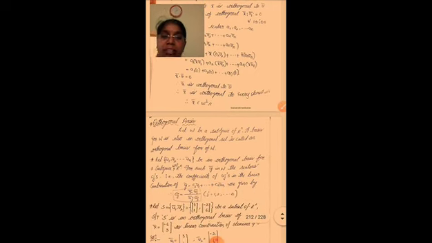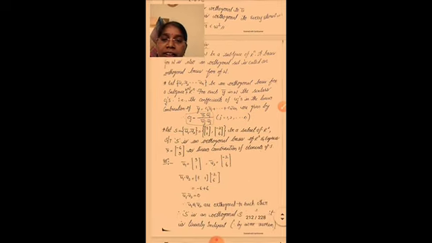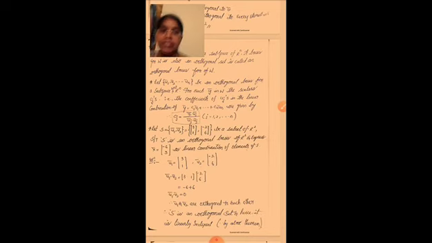Let W be a subspace of R to the power of n. A basis for W that is also an orthogonal set is called an orthogonal basis for W. So let W be a subspace of R to the power of n, and a basis for W that is also an orthogonal set is called an orthogonal basis of W. Okay, so here, let u1 bar, u2 bar, ..., un bar be an orthogonal basis for a subspace W of R to the power of n.